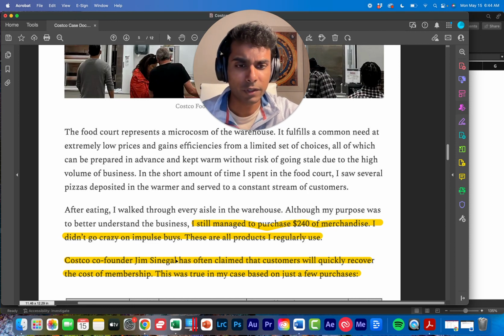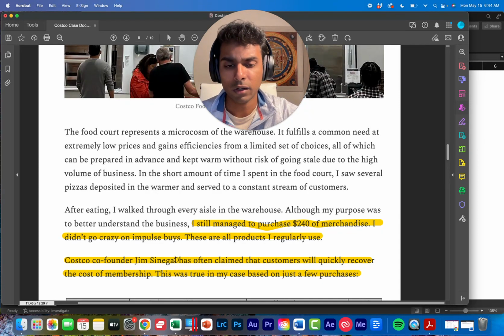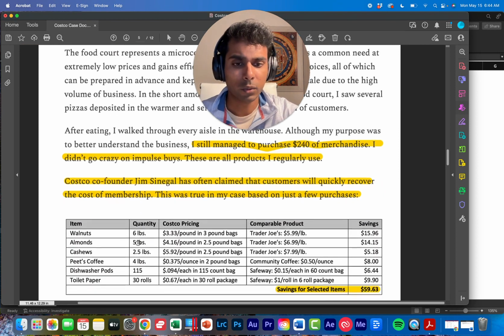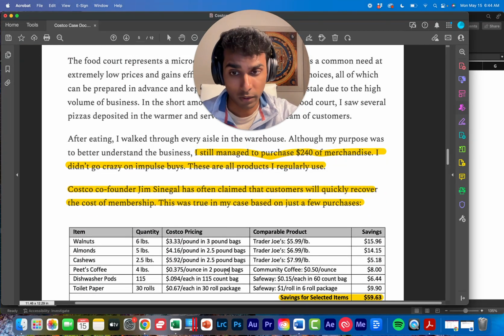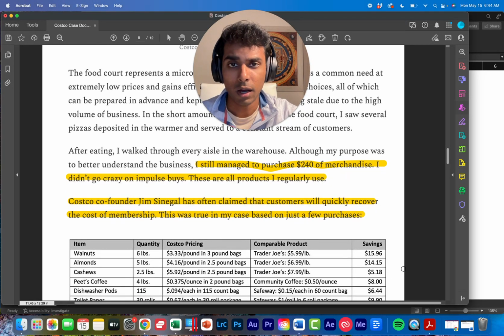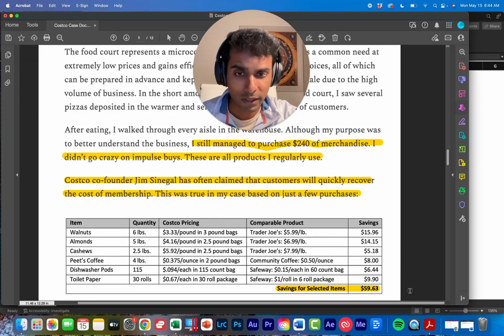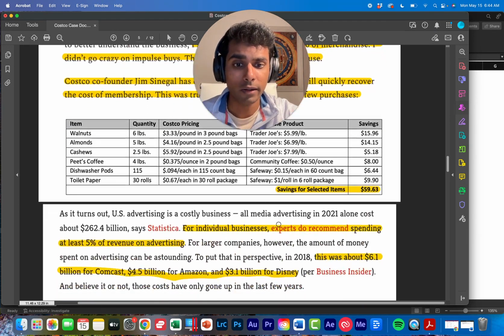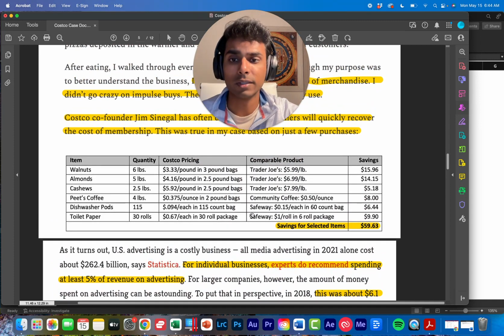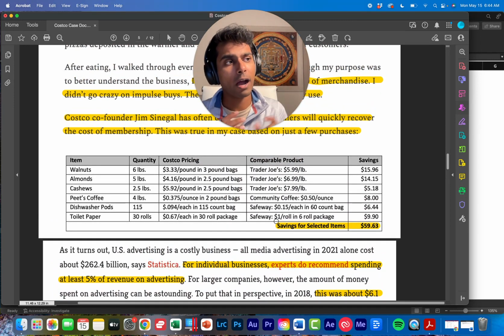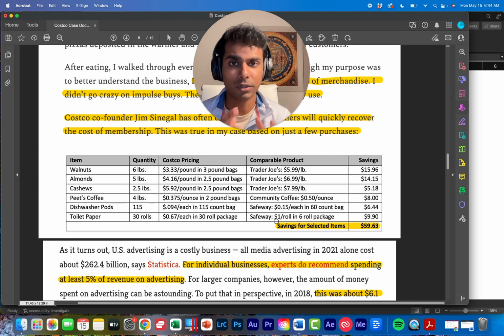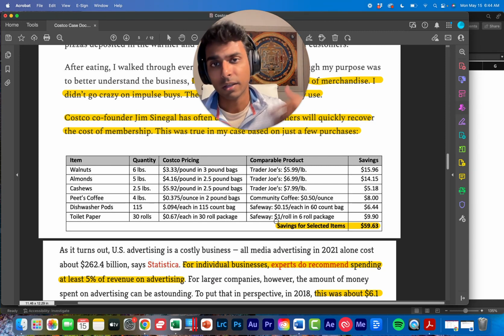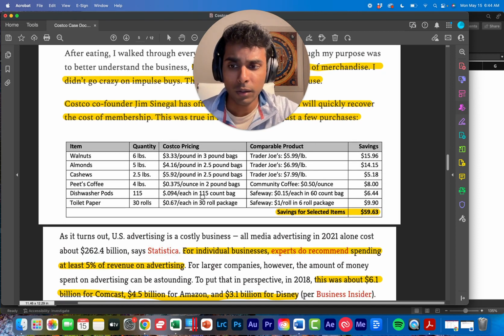Jim Senegal often claims that customers will quickly recover the cost of their membership. Okay, that's cool. But what I'm really looking at is this part right here. This guy actually went out and did a pretty extensive price comparison, and he found significant savings. So instead of me having to do this, I can leverage this person's work. That's really powerful. Now I'm starting to build answers to that hypothesis, that Costco has the lowest price. There's supporting evidence that we're building here.